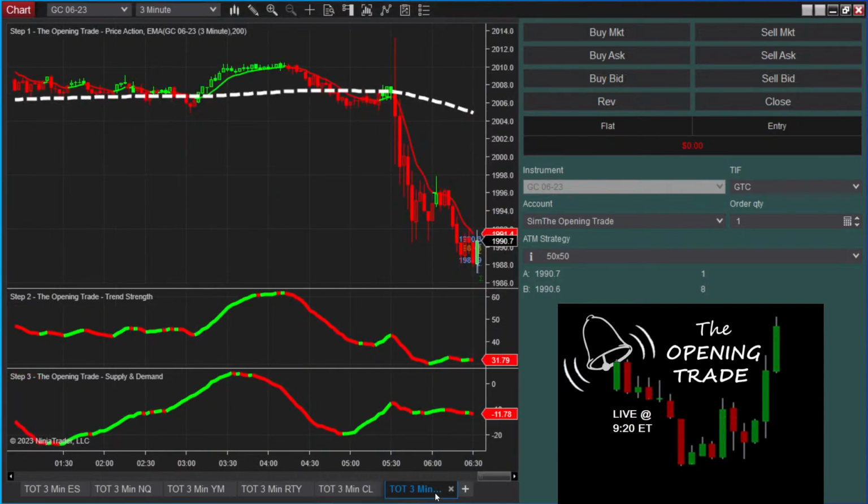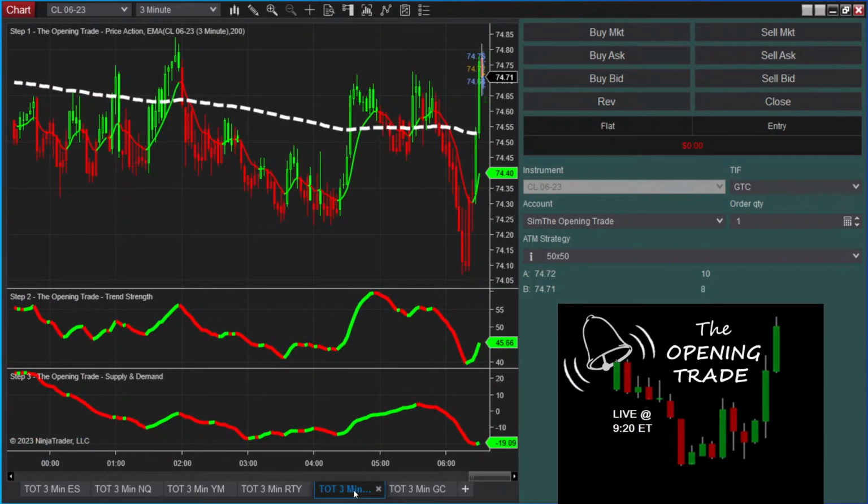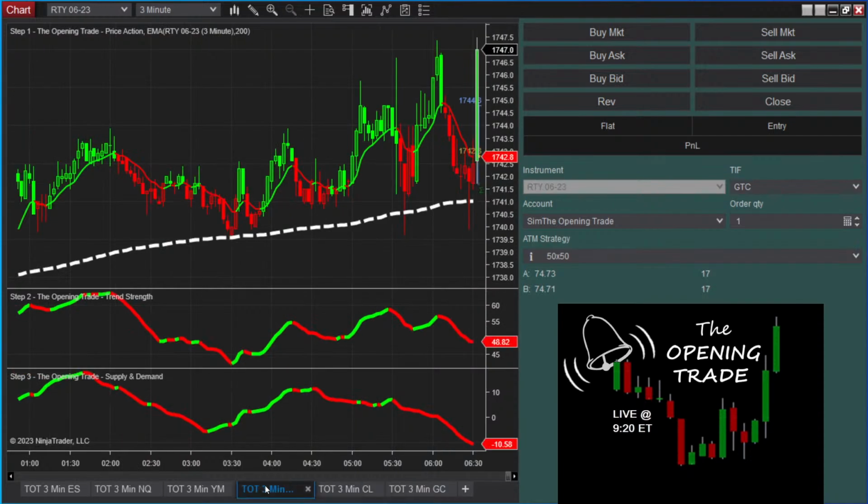Let's take a look at gold. So we're below the 200 period EMA, and I want to see green, green, green. I don't see that. And when we're above, I want to see red, red, red. I don't see that, so that means I need to leave it alone.